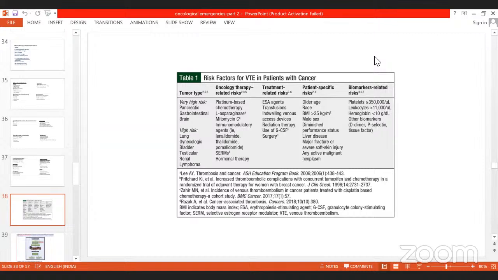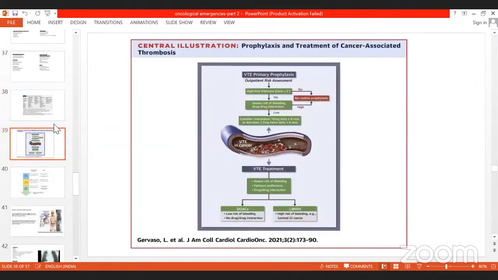The biomarker related risk factors are platelet count more than 3.5 lakh, or WBC count more than 11,000, with hemoglobin less than 10, and other biomarkers like D-dimer and tissue factor. These are the biomarker related risk factors for VTE in cancer. Next, coming to prophylaxis and treatment of cancer related thrombosis, how do we manage? For VTE primary prophylaxis, whenever a patient comes, we calculate the Khorana score; if it is more than 2, we then assess the risk for bleeding and any interaction with drugs.